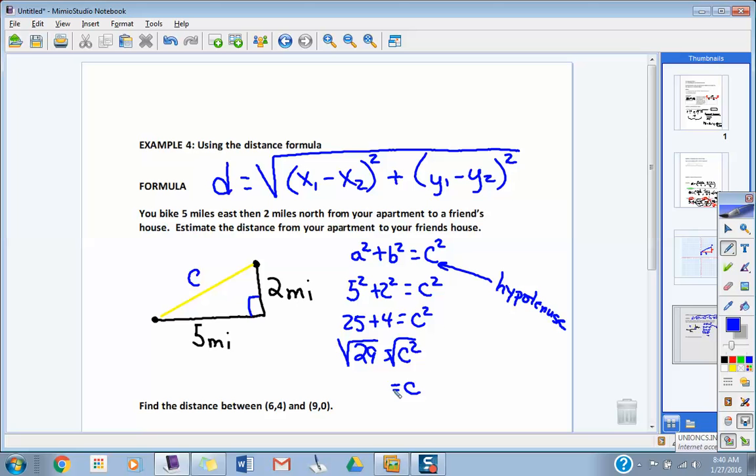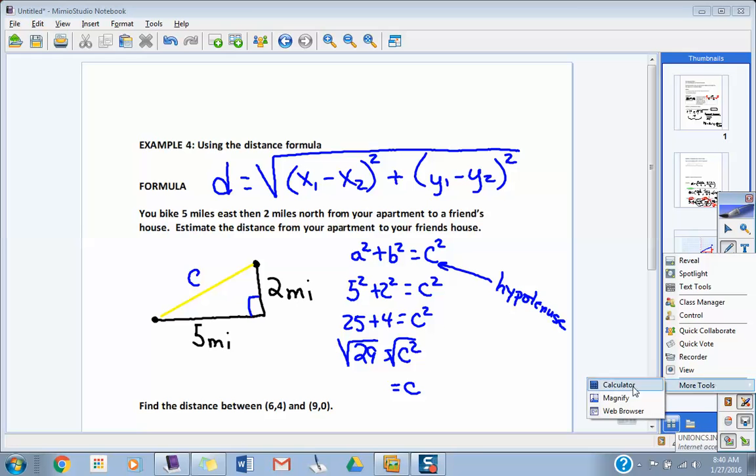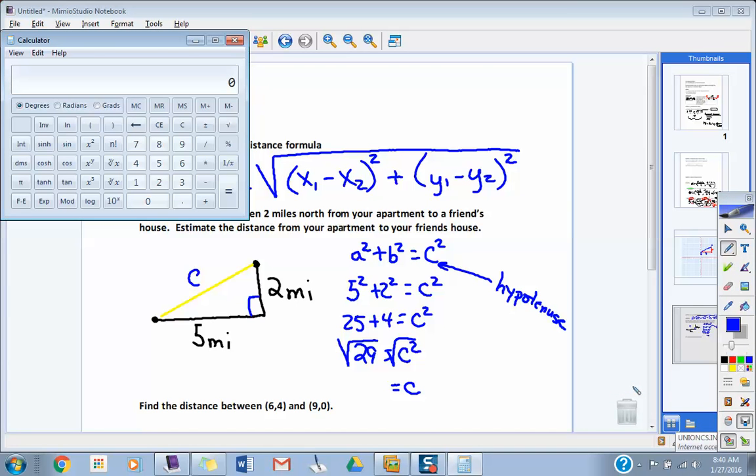So, calculator. I'm going to punch that in. We're going to go to square root of what value? Well, 29. Get the square root. Let's go 2 places. So about how long is C, guys? About 5.39 miles. Okay, about 5.39 miles.